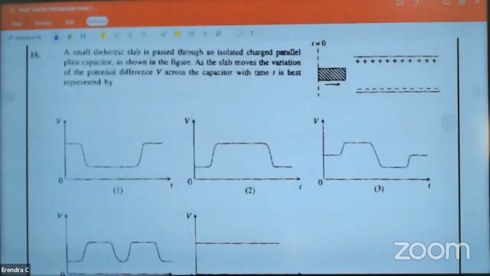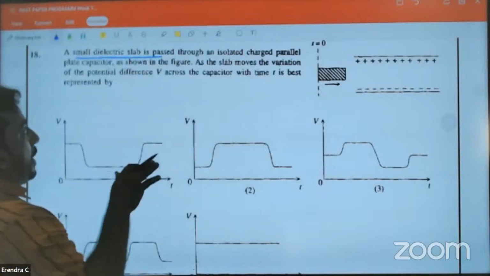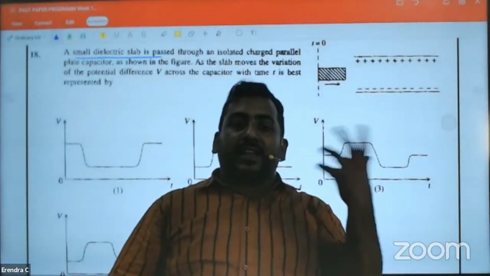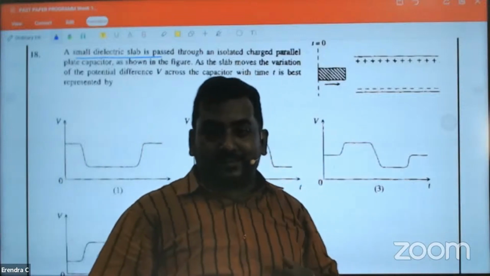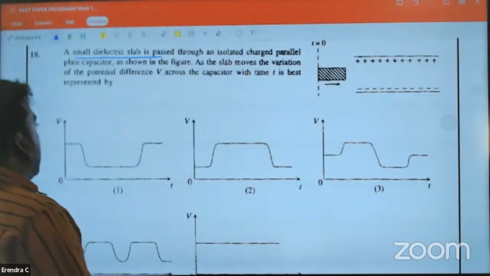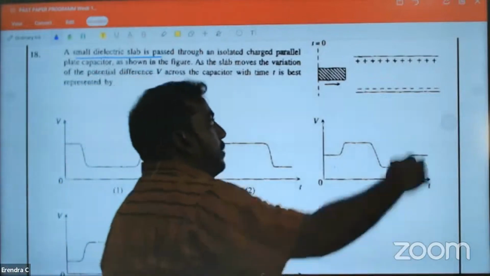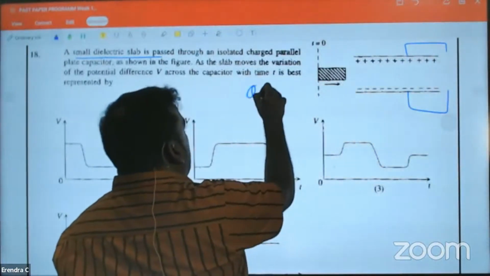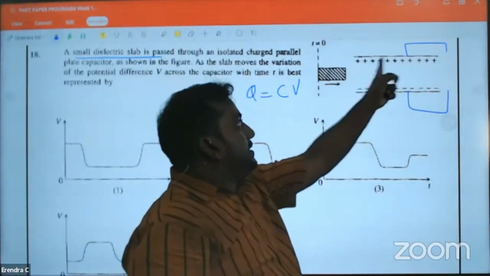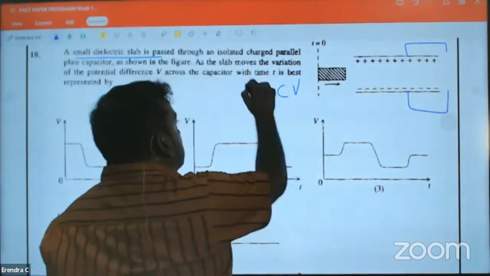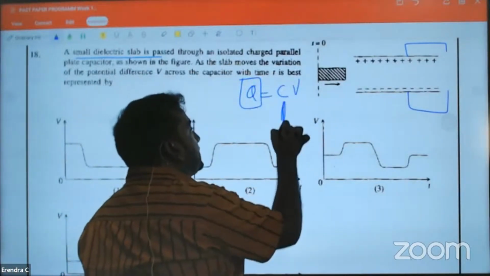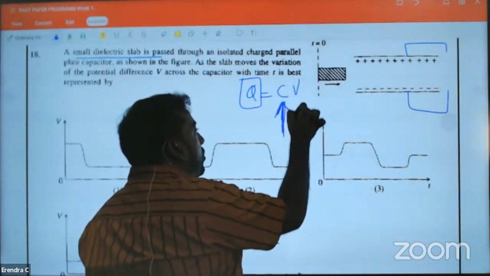MCQ 18. A small dielectric slab is passed through an isolated capacitor. Now tell me, capacitance will increase or decrease when there is a dielectric? Capacitance will increase. They are asking the potential difference. Now potential difference here, maybe you have to calculate. Q is equal to CV. This is positively charged, this is negatively charged. Charge will be constant. But when a dielectric enters, capacitance will increase. Capacitance increases, so to keep Q constant, voltage will drop.